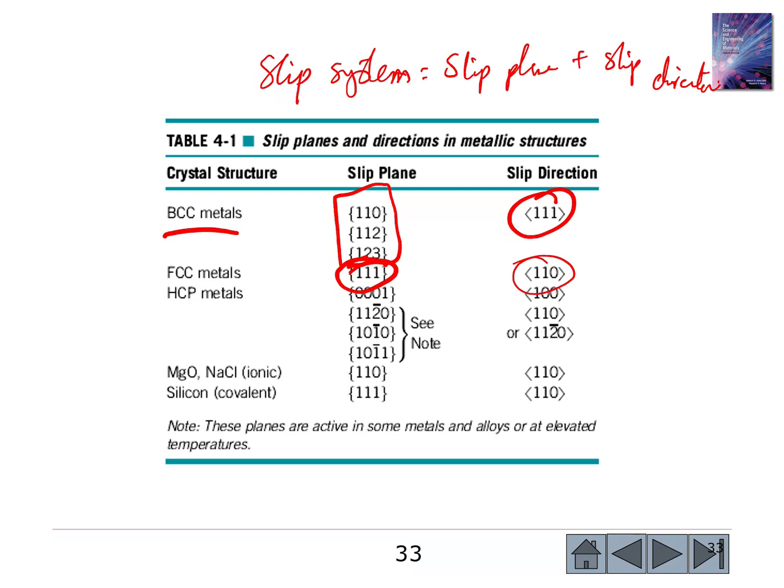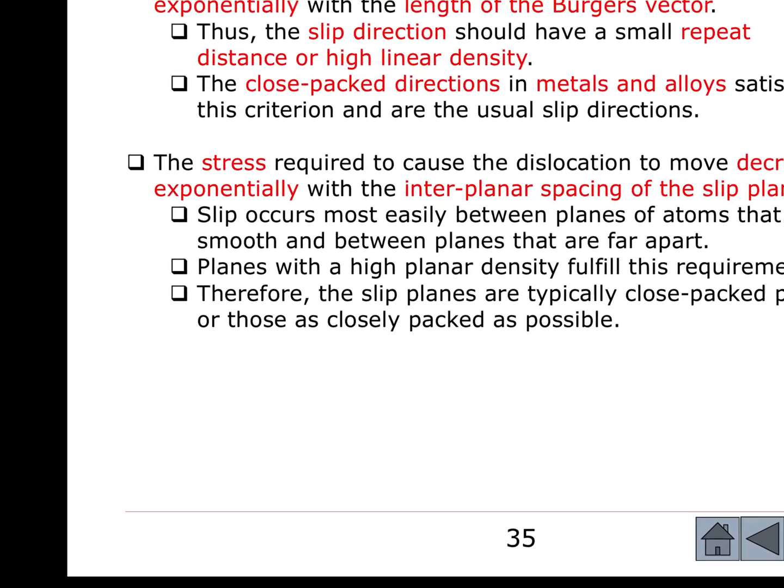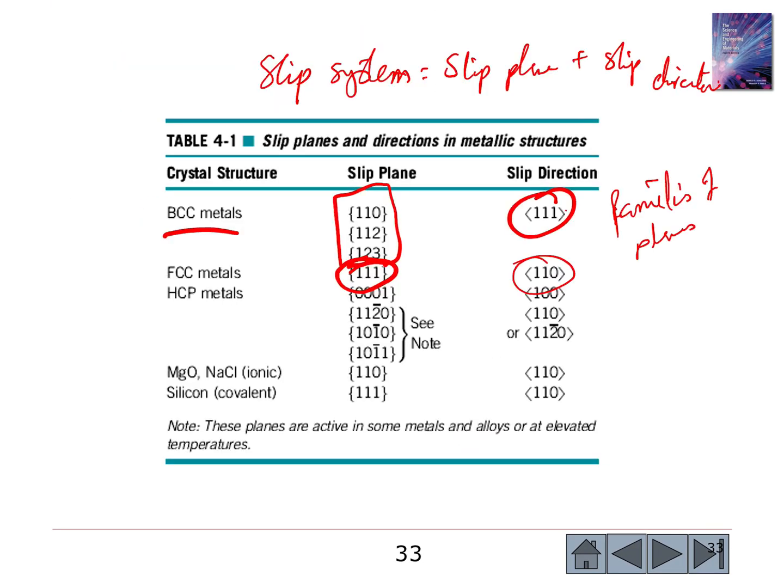If you look at this, these are families of planes and directions, right? Because the plane has been enclosed in braces here, so it's not only the 110 plane, it is all similar planes of this type 110, right? Planes and directions. Same for FCC, 111 planes and 110 directions, and HCP and other ones.